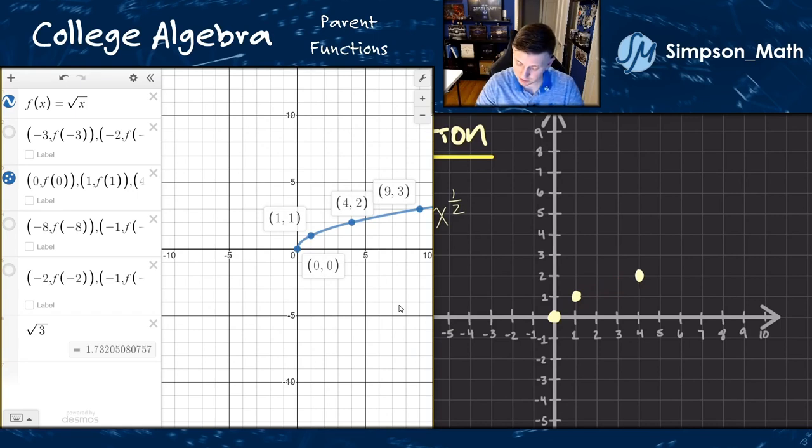And then 4, 2. So I go over 4, 1, 2, 3, 4, up 2, 1, 2, and put my dot. And then 9, 3. This should feel very familiar. If you turn your head or turn your paper, it looks like half of a parabola. Quite literally, that's what it is.